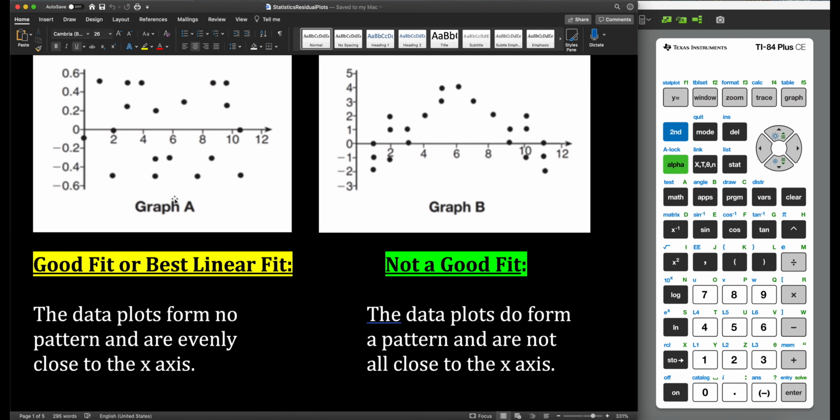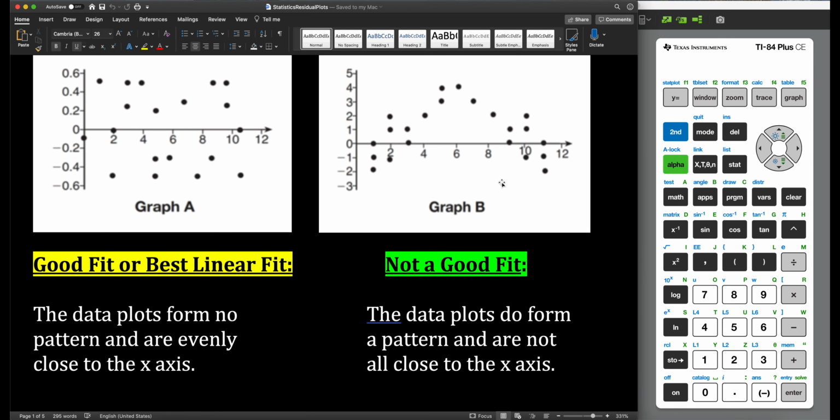In graph A, we say graph A is a good fit, or sometimes the Regents will use best linear fit. They both mean the same thing. We say graph A is a good fit because the data plots form no pattern. If you notice, there is absolutely no pattern here as these plots go along in the graph. And they are evenly close to the x-axis. Now, keep in mind, this graph is 0.6, which is less than 1. So these are right on top of the x-axis, and right below the x-axis. They're all very close to the x-axis, and they're evenly dispersed throughout. There is no pattern, so we say that is a good fit.